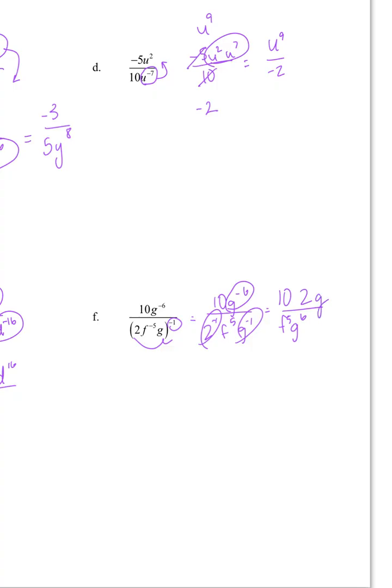Now I just need to combine and simplify. So here, that multiplies to be 20. The f to the 5th doesn't combine or cancel with anything. And then this g cancels with one of those g's, leaving me with 5 g's on the bottom.